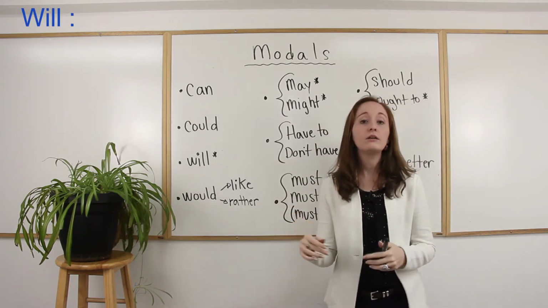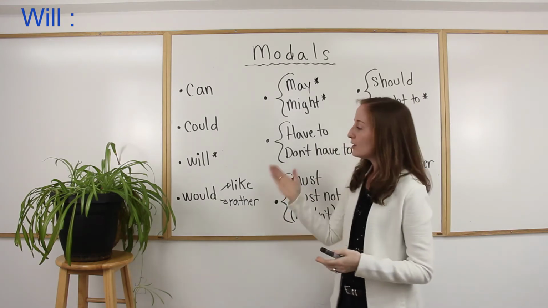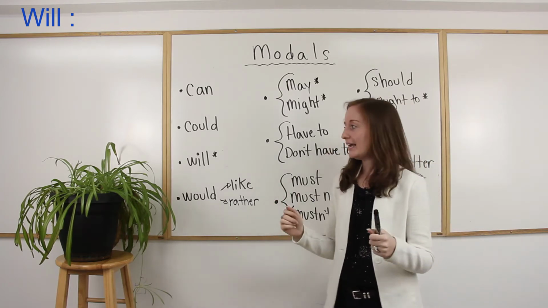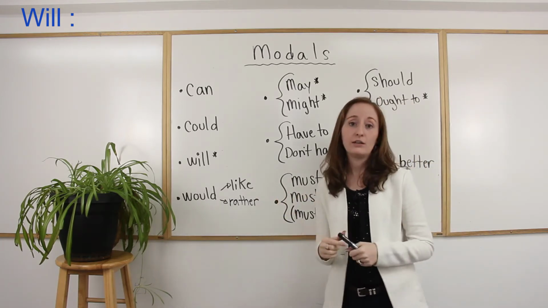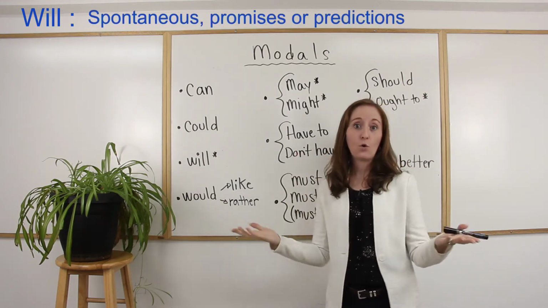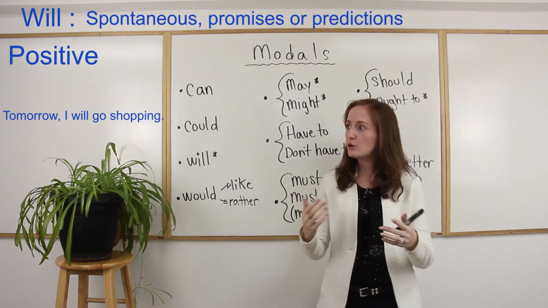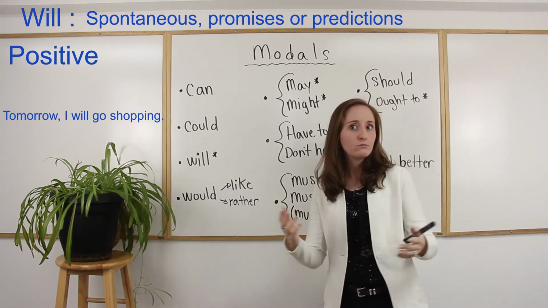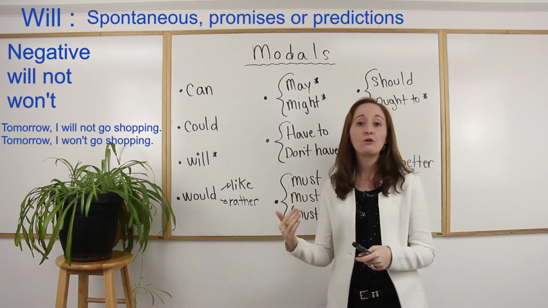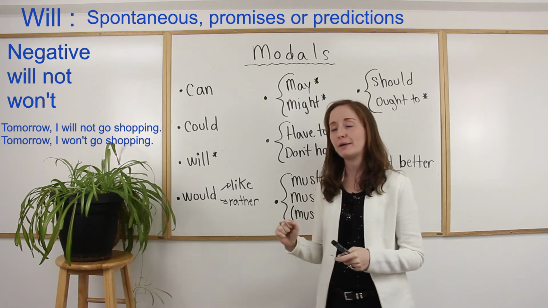Then we have will. So will here is a modal and also an auxiliary for the future. So typically if we use it positively or negatively, it just talks about actions in the future, either spontaneous, promises, or predictions. So if I make a positive example, tomorrow I will go shopping. And if I make a negative example, tomorrow I will not or tomorrow I won't go shopping.